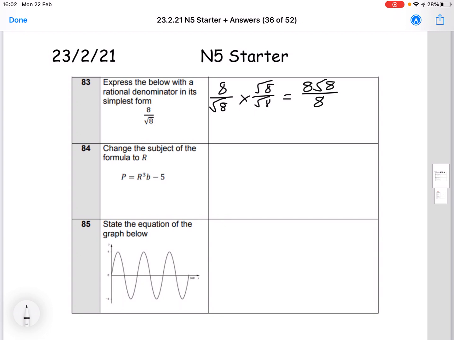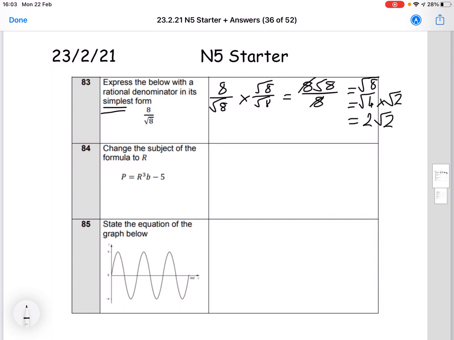We then have to simplify this down, so the 8 and the 8, we can divide the top and bottom by 8 to cancel those out, and we're left with root 8. And then we can simplify that surd by splitting it into root 4 times root 2. Remember, you're looking for two numbers where one of them is a square number, in this case the 4, and when you multiply them back together, you get the original number. So 8 we would split into 4 and 2. So root 4 is 2, so that becomes 2 root 2 in its simplest form.